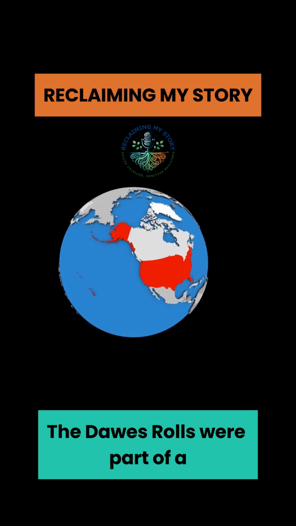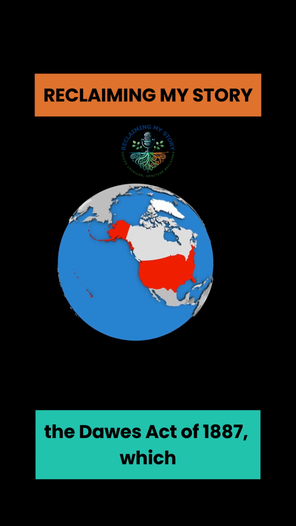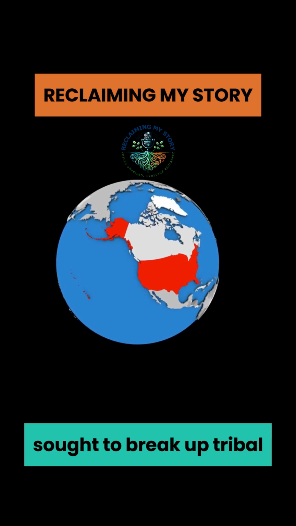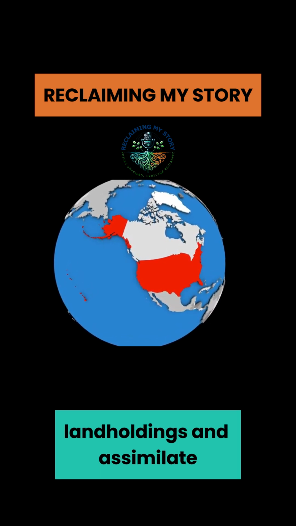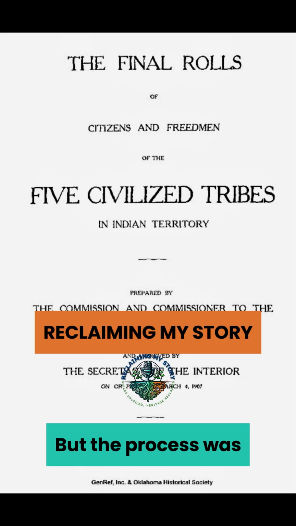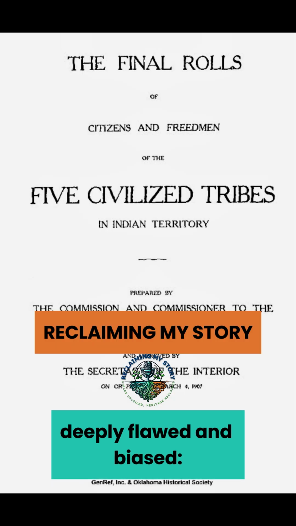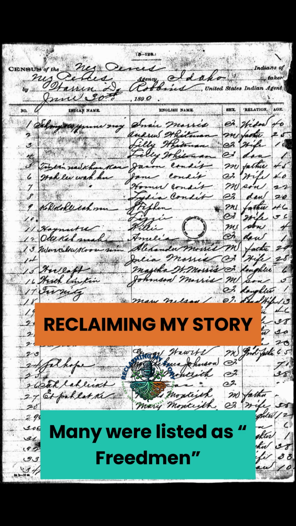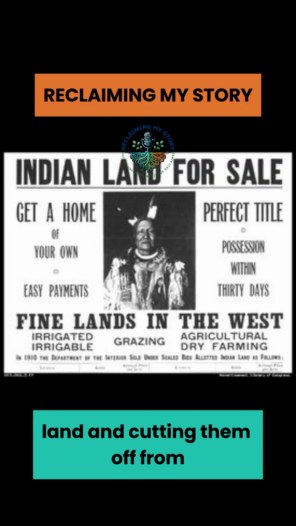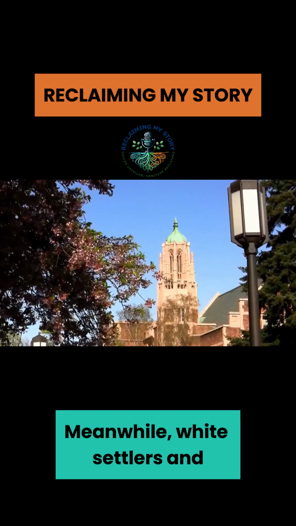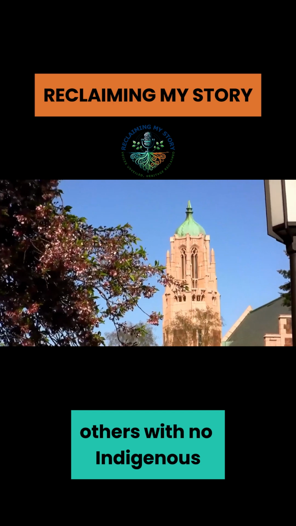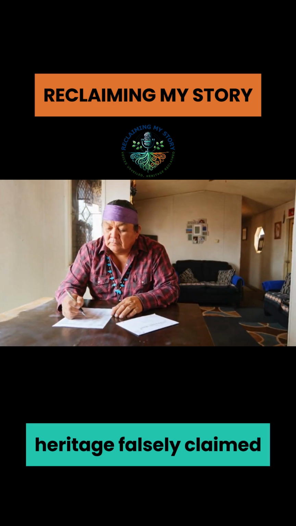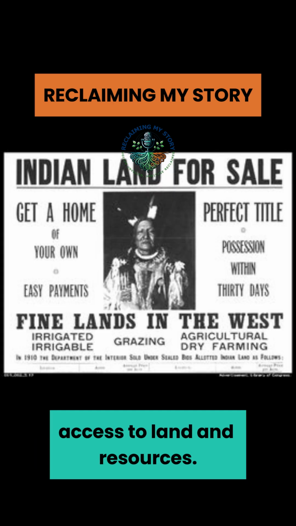The Dawes Rolls were part of a larger colonial strategy under the Dawes Act of 1887, which sought to break up tribal landholdings and assimilate indigenous people. But the process was deeply flawed and biased. American Indians were systematically excluded. Many were listed as freemen instead of recognized as tribal citizens, denying them land and cutting them off from their communities. Meanwhile, white settlers and others with no indigenous heritage falsely claimed Native identity to gain access to land and resources.